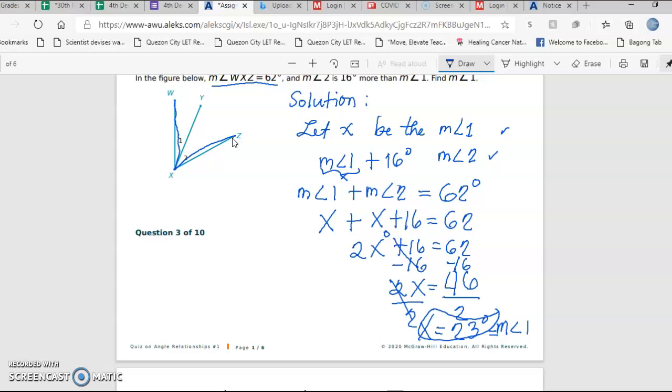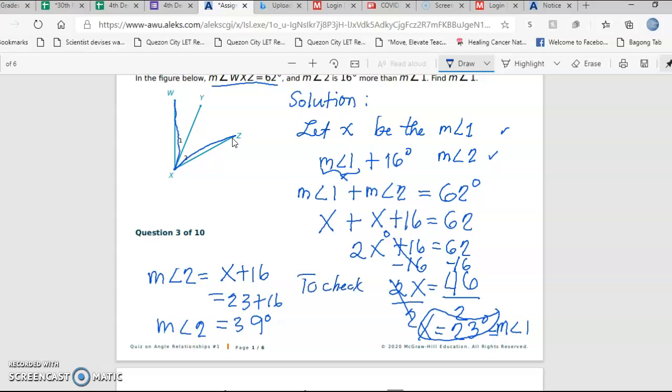What about the measurement of angle 2? The measurement of angle 2, sorry, is equal to x plus 16. So this is 23 plus 16. This will be 39 degrees.